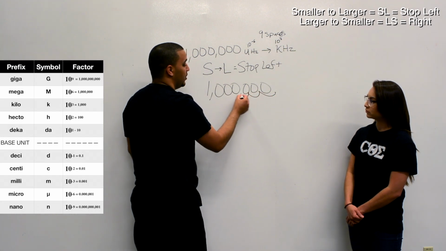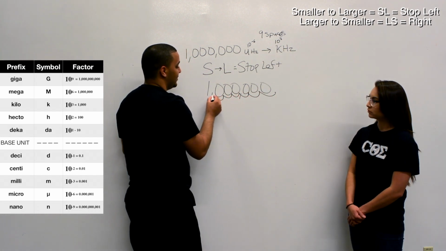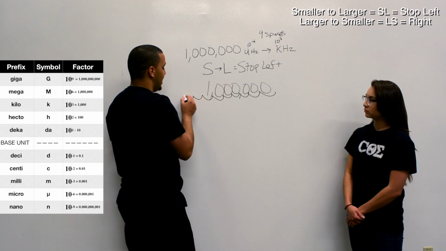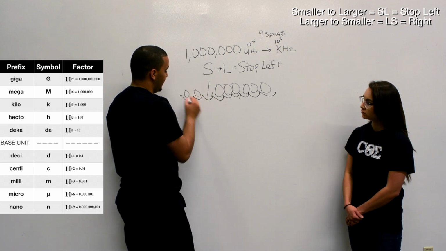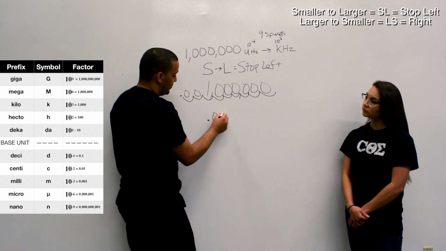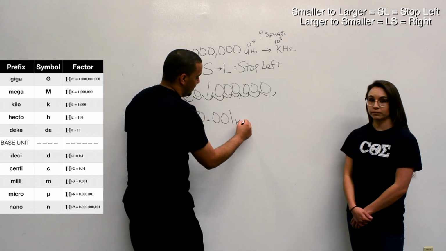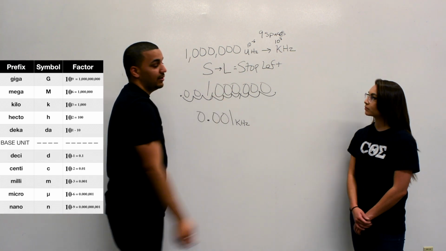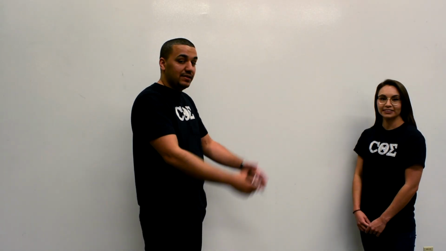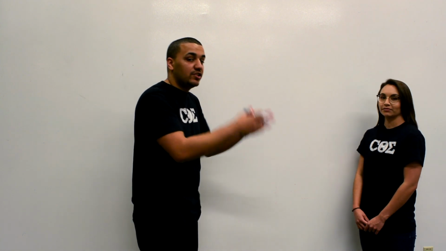1, 2, 3, 4, 5, 6, 7, 8, 9, 0, 0, point. So that's 0.001 kilohertz. That's how you convert microhertz into kilohertz. Alright, so you just saw an example of stop left, smaller to larger.